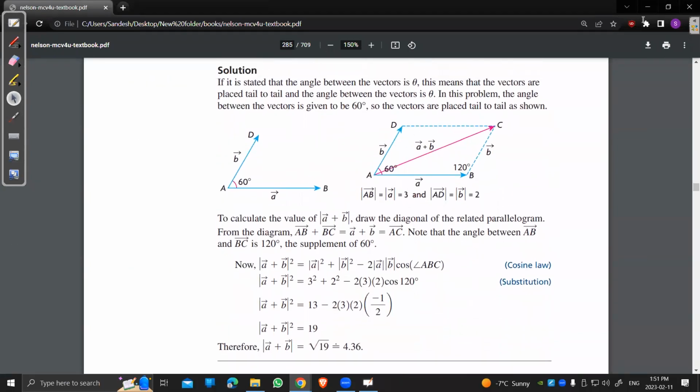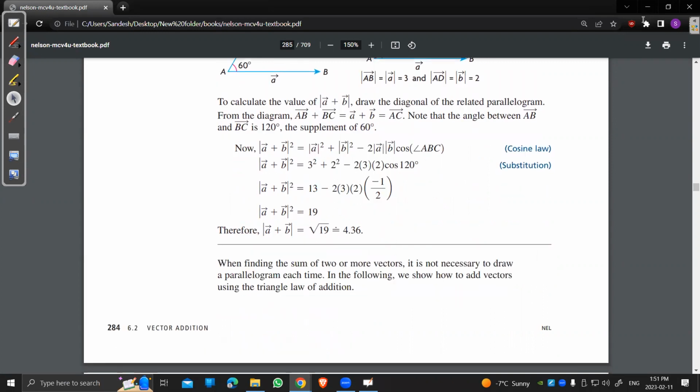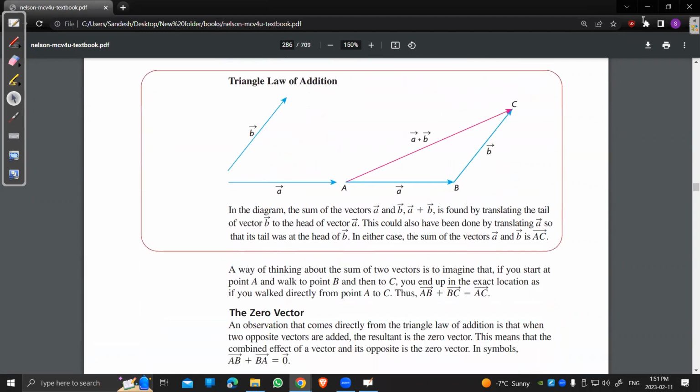Okay, so I didn't do something right here. I plugged it in. They got 19. I got 16. Two. Okay, I didn't plug this two in here. It's not a big deal. It's just that I missed a two on the calculator. But that's the cosine law. That's the tip to tail law that we saw.